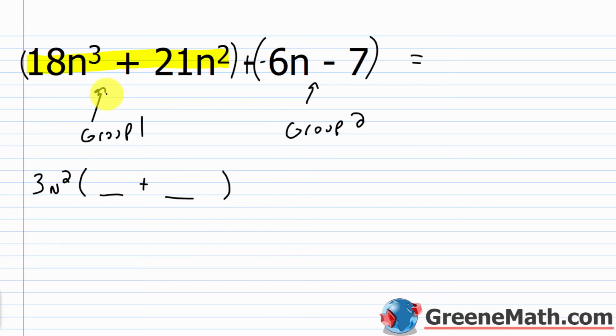Remember, we can use division. 18 divided by 3 would be 6. n cubed divided by n squared would be n. Then 21 divided by 3 would be 7. n squared over n squared is 1. So I've factored the GCF out from group 1.